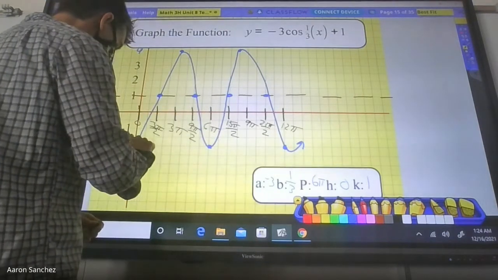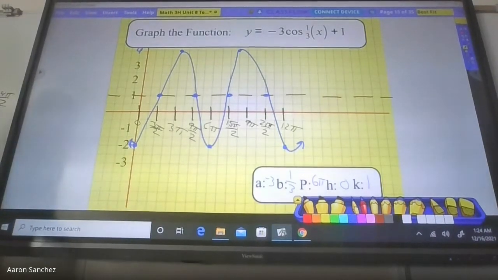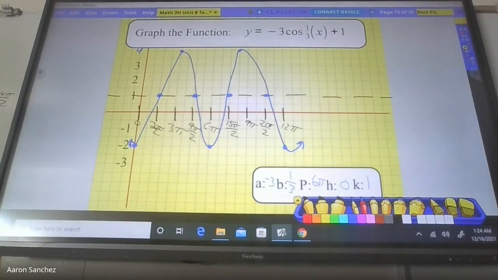And make sure you do your arrows. Make sure it's curvy. And that's all you've got to do. Now, in my opinion, this is the difficult part of the test. Yes, Hannah? On the test, do we have to graph the two?